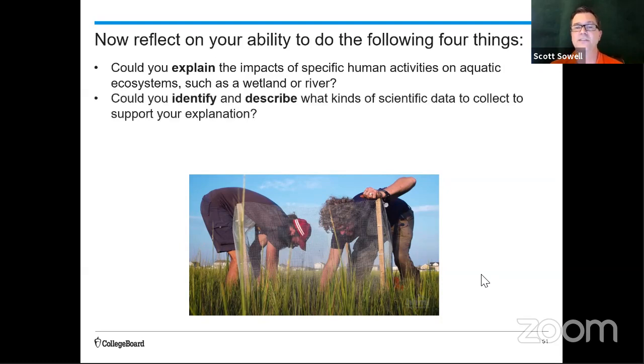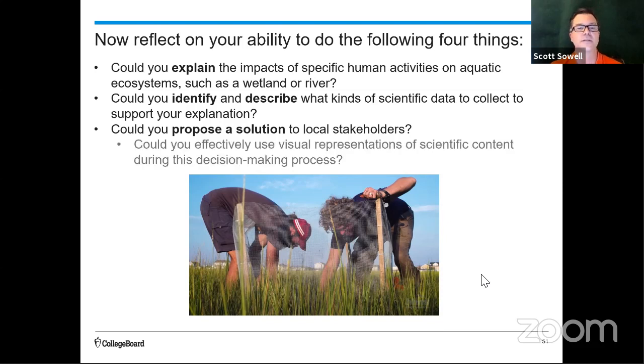Could you identify and describe what kinds of scientific data to collect to support your explanation? Maybe something like turbidity or dissolved oxygen or nitrates, or maybe even species richness? Could you propose a solution to local stakeholders? And then could you use visual representations within those conversations or decision-making processes?